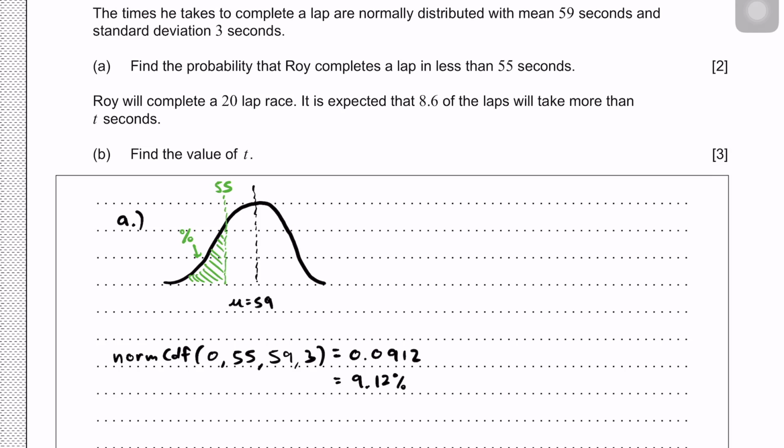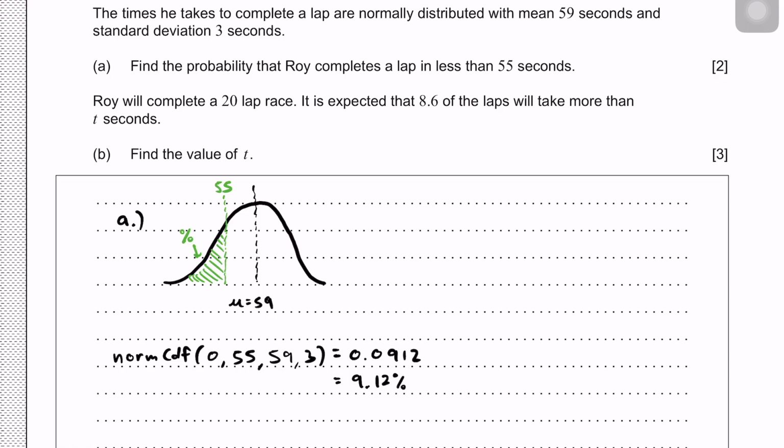Roy will complete a 20-lap race. It is expected that 8.6 of the laps will take more than t seconds. Part B asks us to find the value of t. So this question is actually not too different than the first question, but it's a little more conceptual, and we kind of have to dig a little, in some ways, to find out what it is they're actually asking us to do.